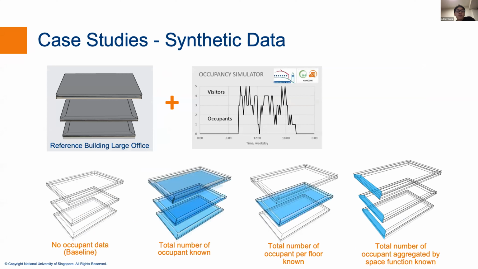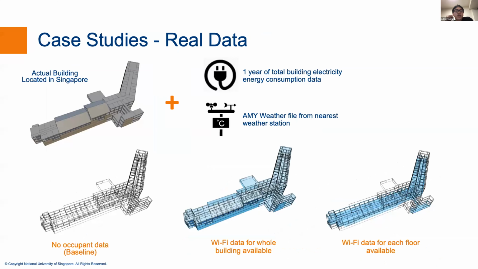We look at two different types of case study. One is synthetic data, where we make use of the reference building as well as the occupancy simulator. We look at different spatial resolutions, from no occupant data all the way to occupant data aggregated by space. Then we proceed to look at real data as well. This is an actual building in NUS, and we look at having no occupant data, Wi-Fi data for the entire building, and Wi-Fi data segregated by floor.